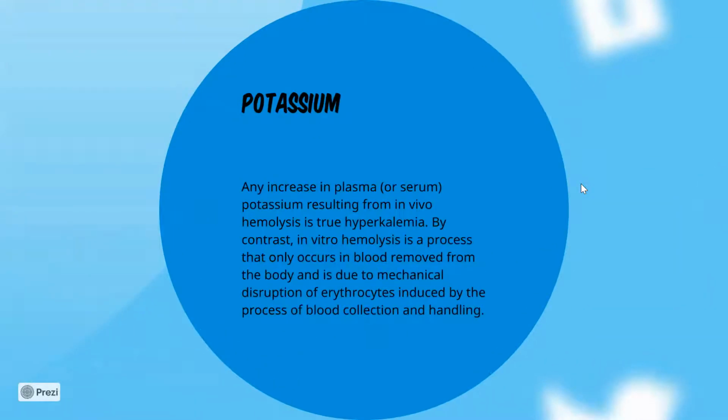Potassium. Any increase in plasma or serum potassium resulting from in vivo hemolysis is true hyperkalemia. By contrast, in vitro hemolysis is a process that can occur in blood removed from the body and is due to the mechanical disruption of erythrocytes induced by the process of blood collection and handling.